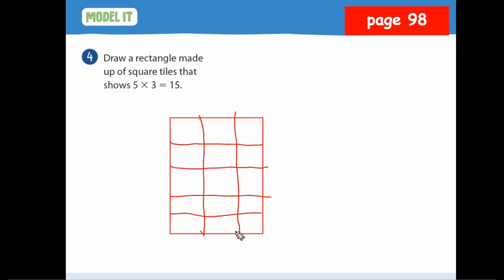Let's see if I did that right. How many do I need total? 15, right? 1, 2, 3, 4, 5, 6, 7, 8, 9, 10, 11, 12, 13, 14, 15. That's what you should have, because it says to draw a rectangle, which I did. Square tiles, basically little squares.